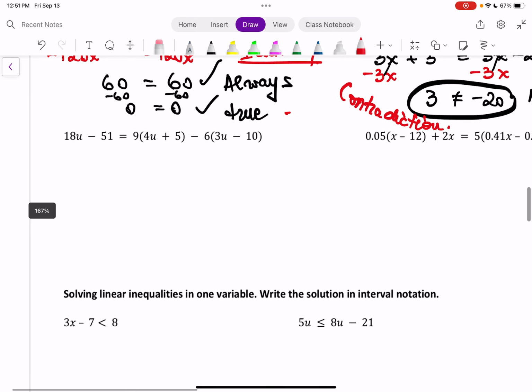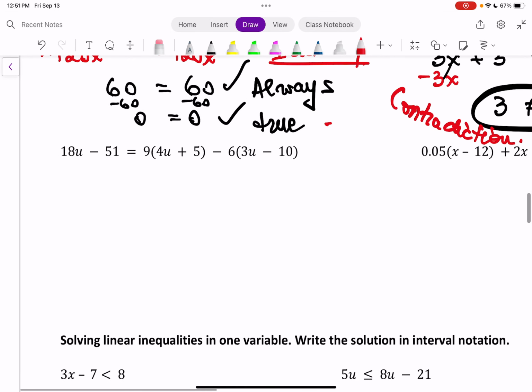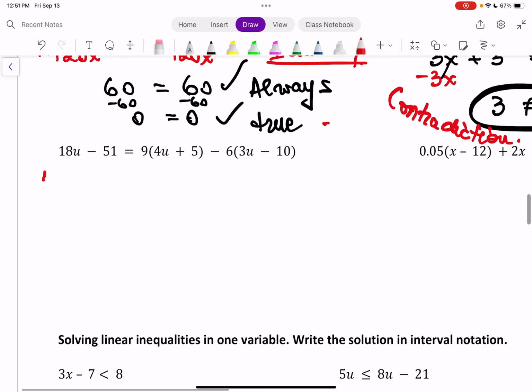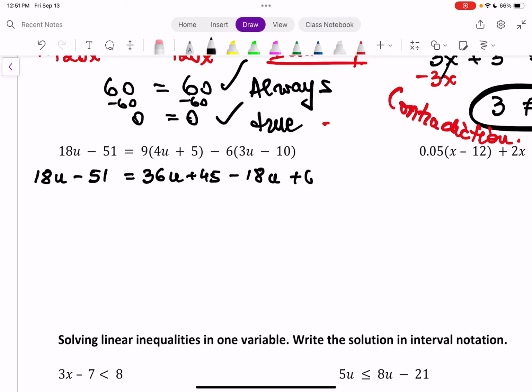Okay, so let's try a couple more. Here it is. Be sure to distribute first. We need to simplify. The left-hand side looks as simple as it would ever be. The right-hand side has some parentheses to take out.